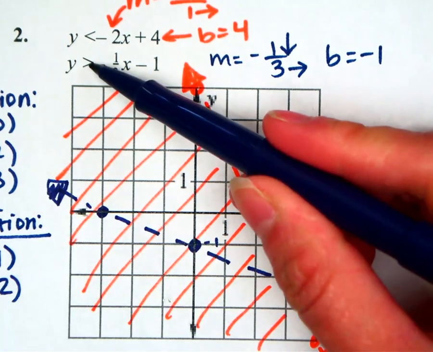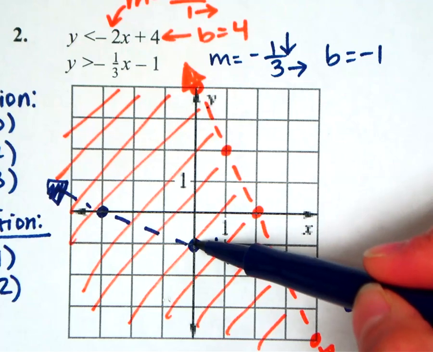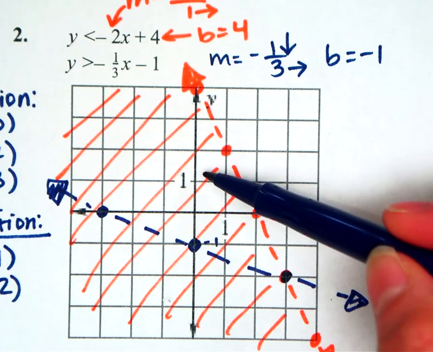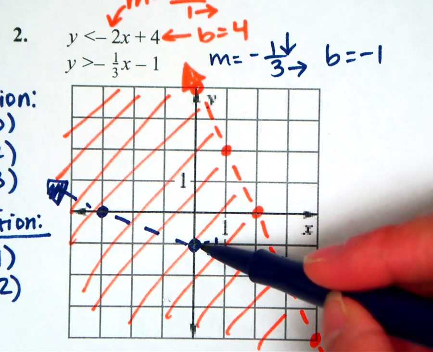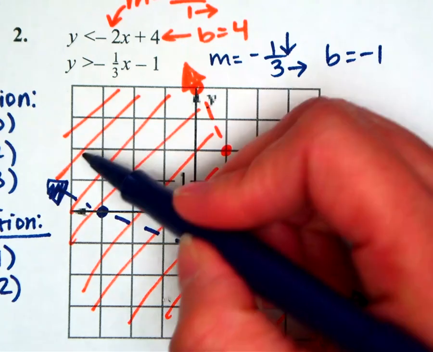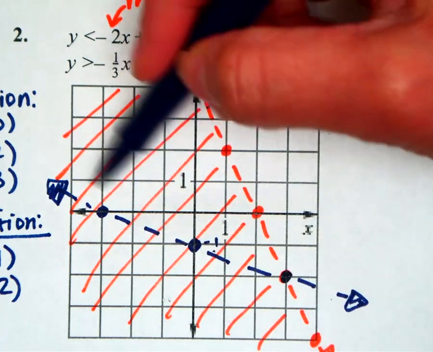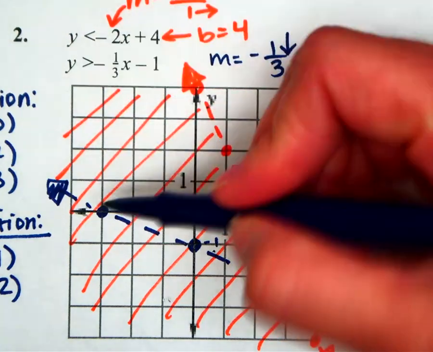And now to shade, it says greater than. So I'm going to ask myself, where are the values greater than -1? Are they above or are they below? All the values that are greater than -1 are above. So I'm going to shade everything in this area.